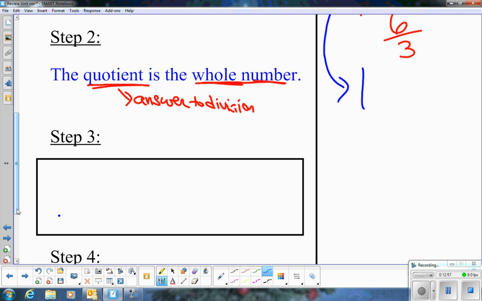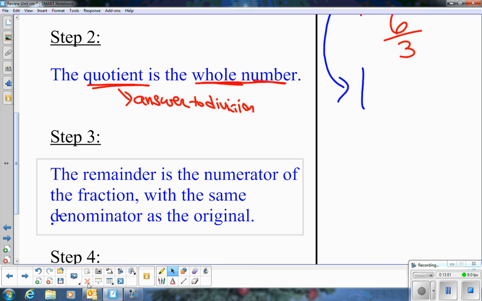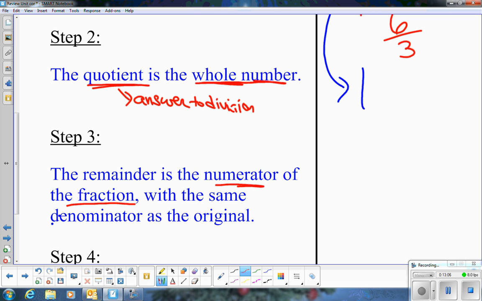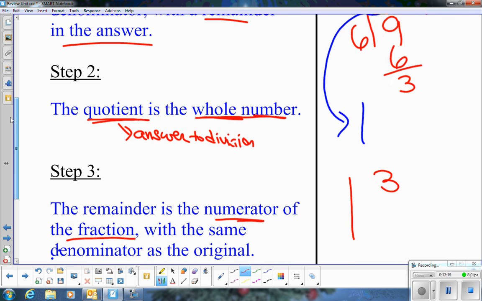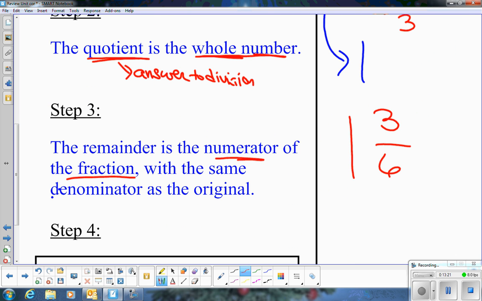Then, step 3. The remainder is the numerator of the fraction. Because think about that. I have 1 whole, and I had 3 left over. 3 what? It was 6s, right? Yeah. 3 6s. I have 1 whole pizza with 3 pieces left over, and each piece is worth a sixth.